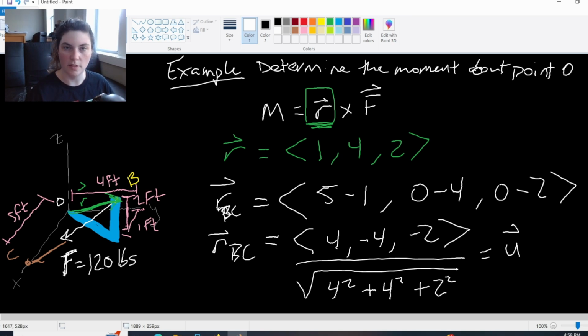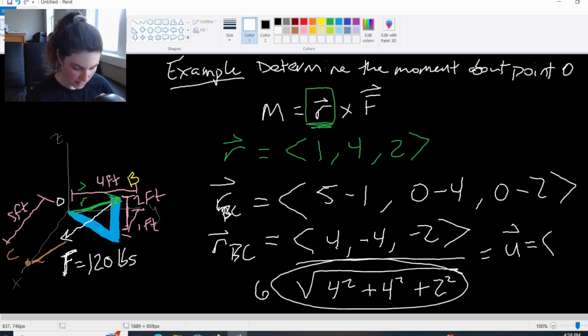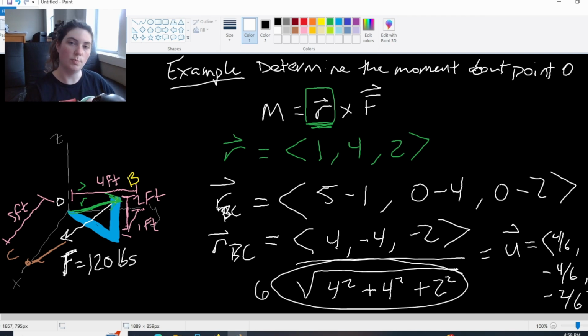So when I plug that into my calculator and divide each term by the magnitude, I'm going to get that my unit vector is, this bottom term works out to 6. So it's going to be 4/6, -4/6, and -2/6. That'll be my unit vector. Then I multiply my unit vector by the magnitude of my force, and that's how I get the force vector.